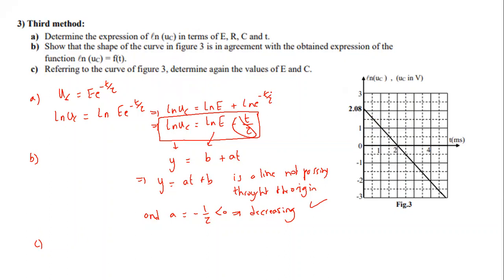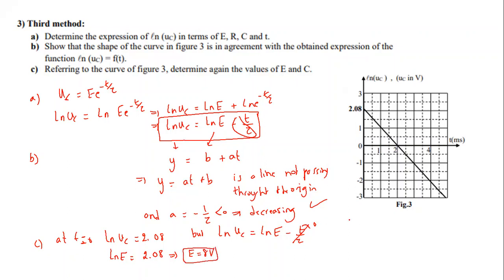Now part C: referring to curve 3, determine again the values of E and C. In order to determine the value of E, we can take t equals 0. At t equals 0, we have ln of uc using the figure equal to 2.08. By substitution, at t equals 0, ln of uc equals ln E minus t over tau, which means ln of E equals 2.08. This means I can find E equals 8 volts by taking the exponential of both sides.